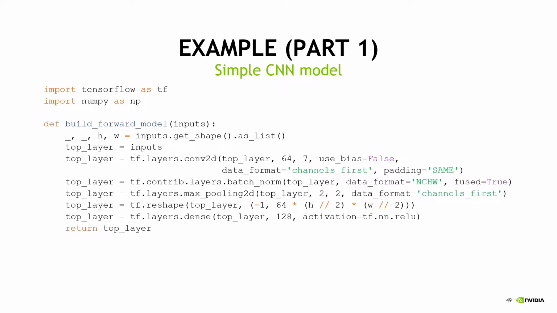We're going to apply a two-dimensional convolution to the inputs. You'll see I'm using top layer just to represent the current top layer of the network. We're going to have 64 output channels, 7x7 convolution kernel. And we're then going to have a batch norm layer on top of the convolution, followed by a pooling layer. And then we're going to flatten the tensor, and then finally do a fully connected layer, a dense layer, with 128 output channels. And we're going to just return that dense layer. So this defines basically a one-layer ConvNet model.